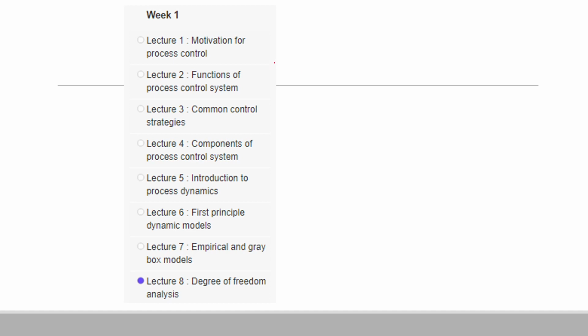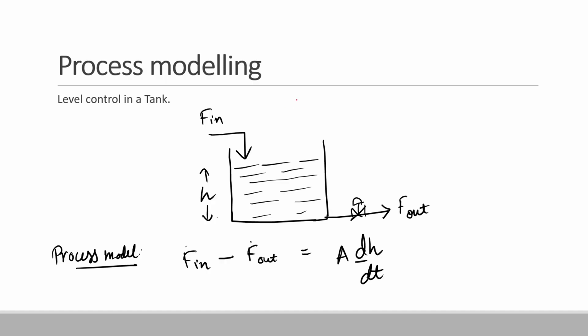In week 1, we will mainly cover the basics of process control, the motivation behind it, and different kinds of models around this. We will also cover the common control strategies. To motivate the course, we consider an example of level control in a tank. We will discuss what process modeling means. Given any process, we can have a schematic and denote the input and output streams.